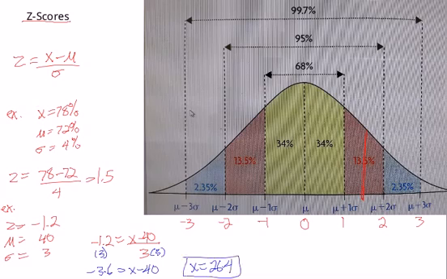So you can use this formula anytime you need to calculate a z-score, or if they give you the z-score and want you to figure out what the actual starting number would be. In either case, use the formula.